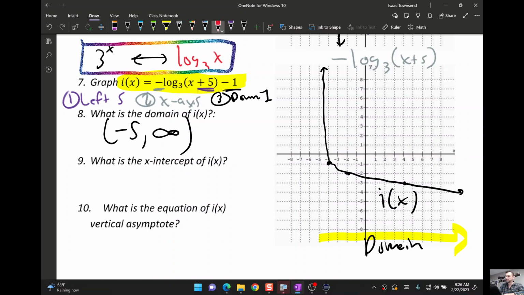The x-intercept looks to be a little bit less than -4. Now once we know a little bit more about logarithms, we can solve for that to be an exact value, but right now we're just going to estimate it.